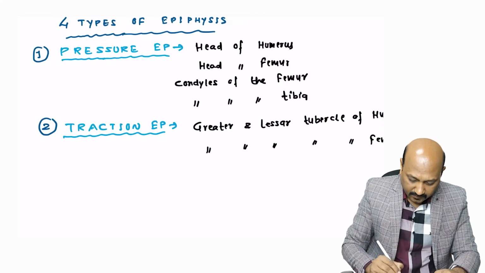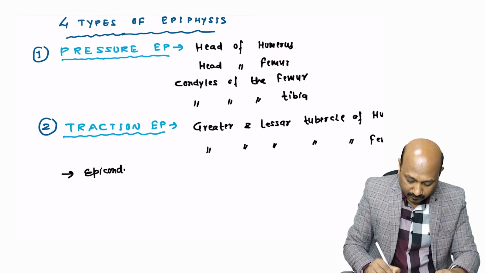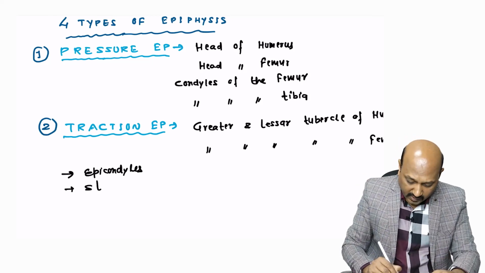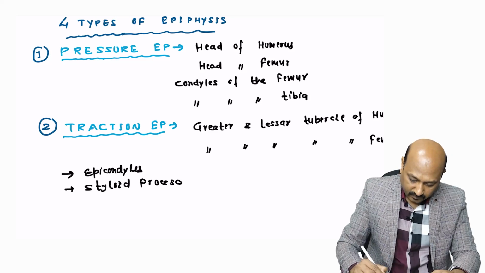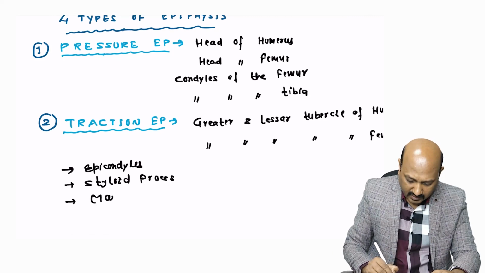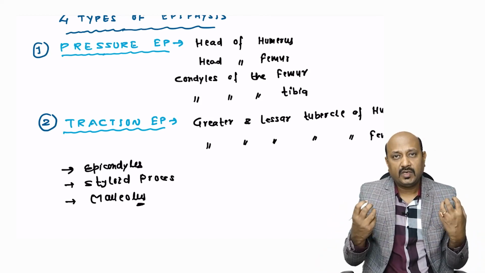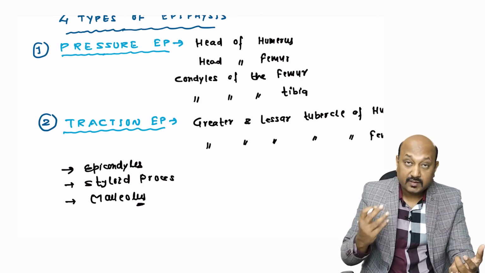What are other examples? Yes, all the epicondyles: the medial epicondyle, the lateral epicondyle, the styloid process of the radius and ulna. What are other examples? The malleolus, right? So these are projections. This projection has been developed due to the traction, or continuous pulling, of the muscle. So these are examples of the traction epiphysis.